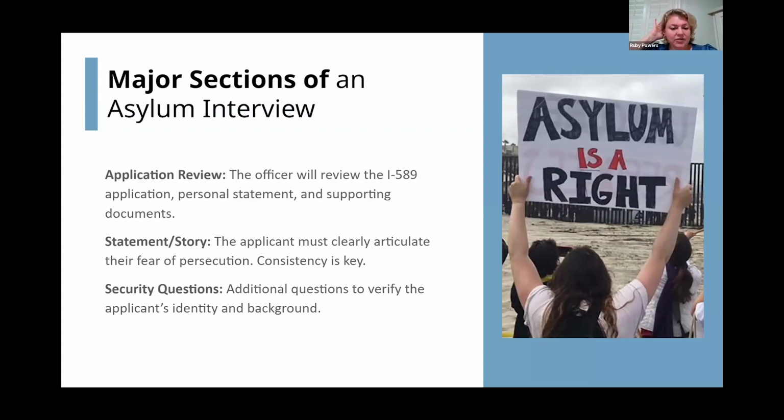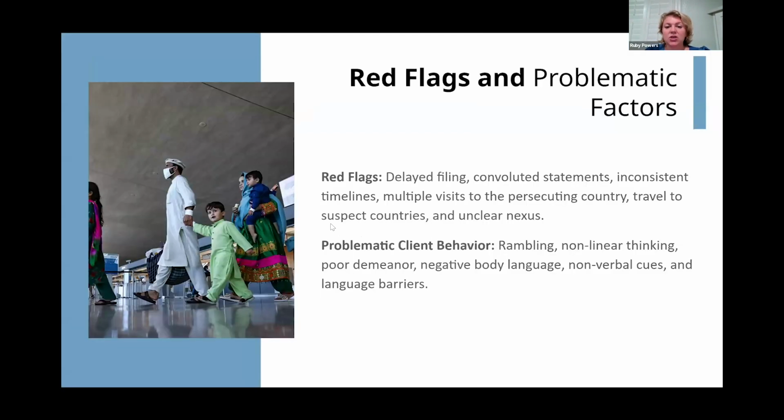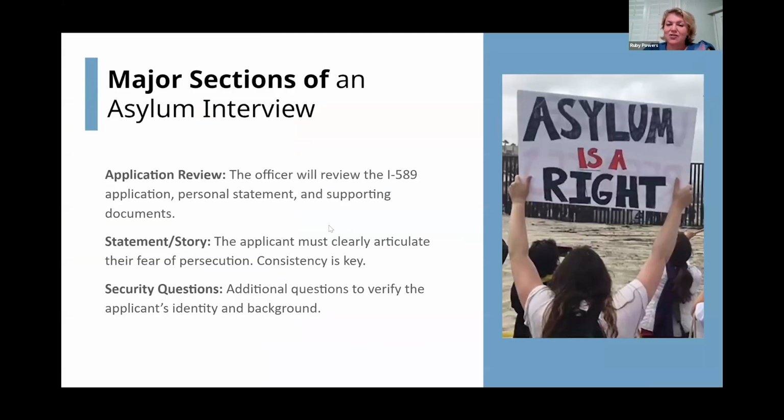And then the security questions are really traditional questions they ask, as well as where have you traveled to other countries, and why did you go to them, and when did you go? The interesting thing is that those security questions are not on the 589. And the 589, even though there have been different edits of it, looks the same for many, many years. And I find it interesting how they don't put those questions on there.